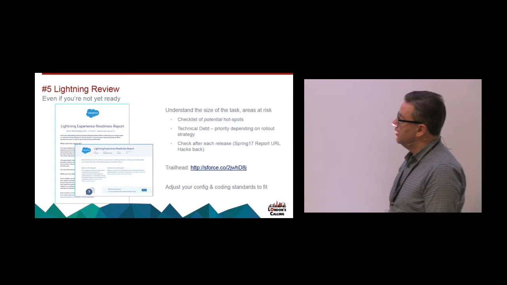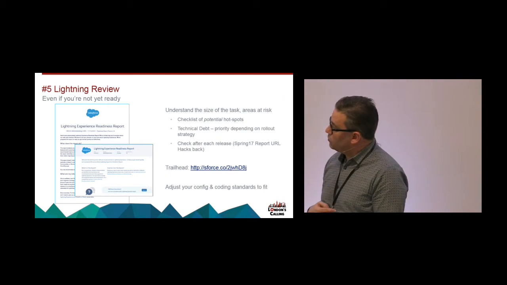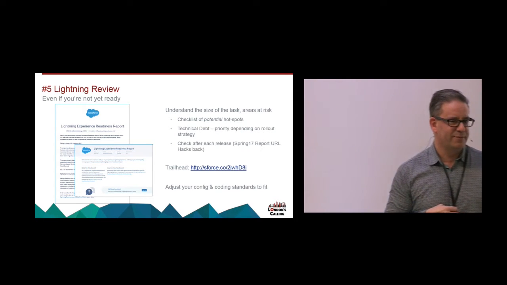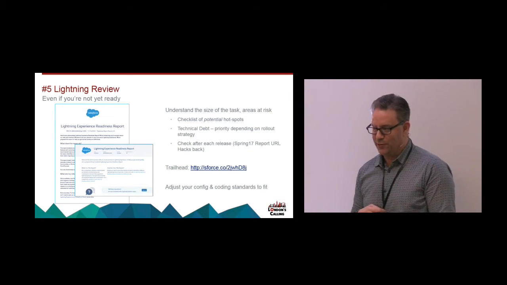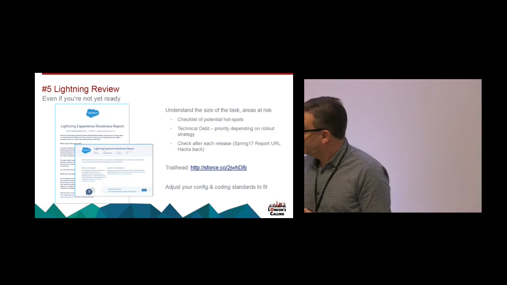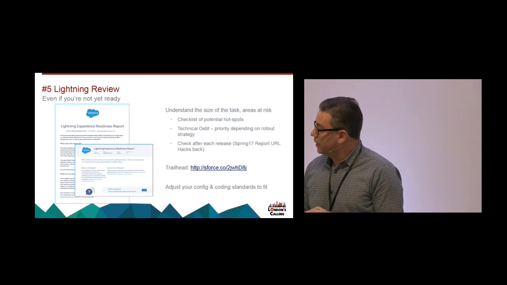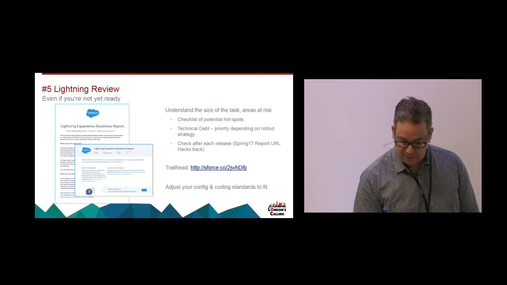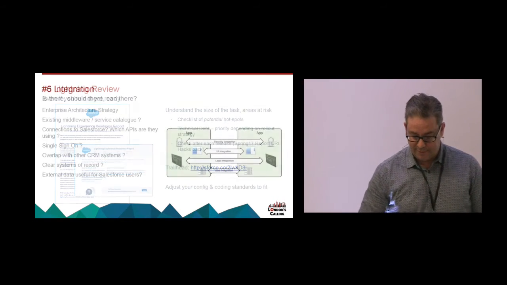I don't know if anyone else noticed this one: Spring 17 report URL hacks back and officially supported. Wow, that's going to save me a lot of work on the old orgs that I've developed. There's a good Trailhead, obviously, on doing a Lightning review, and I'd recommend anyone that's not done that one does it. It's a very easy badge to get as well.